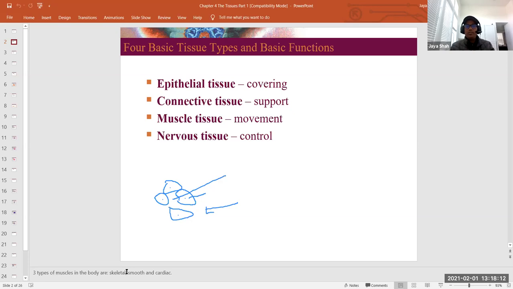The fourth type of tissue is nervous tissue. Nervous tissue is found in the brain and the spinal cord, and its cells are neurons, and nervous tissue controls all other tissue in the body, because nervous tissue can excite, generate, and conduct electrical impulses. Nervous tissue has two types of cells, the neurons and the supporting cells. So this is the basic idea of these four types of tissues.